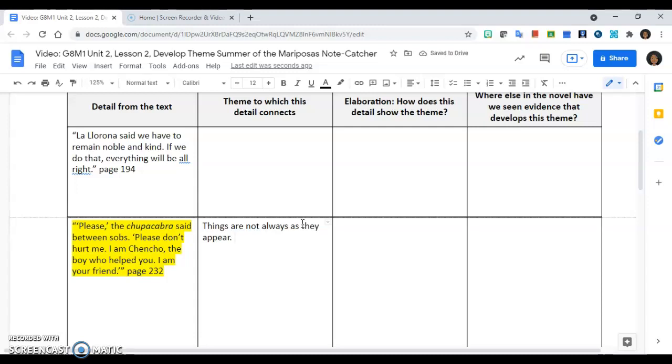And so now you have to think about, well, how does this detail show that, right? Everything might not be directly in this one little sentence or two sentences, right? But it will be from what you just read. So if the chupacabra is crying, we know that it's not as big and bad, and it's not someone who goes around just hurting people without any remorse. And then it says, "I am Chinko, the boy who helped you. I am your friend."